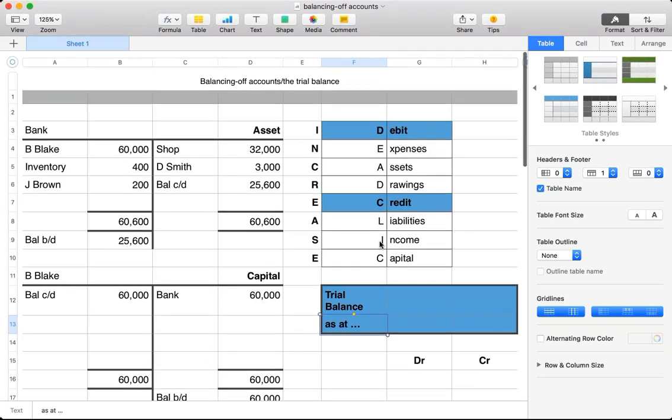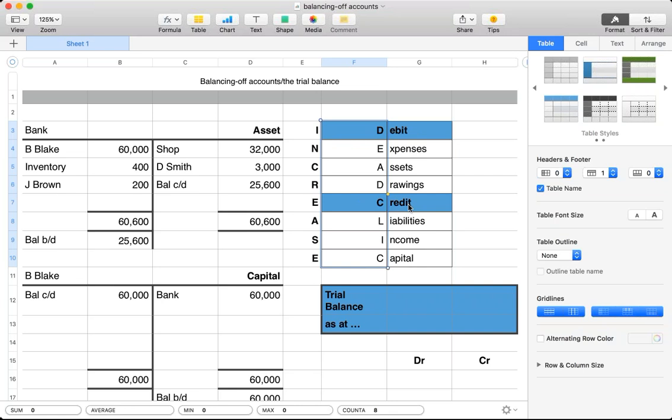Just to scroll back to the top of the screen and focus on DEAD CLIC for a second. DEAD CLIC means, just like it says here, the D of DEAD is for debit and the C of CLIC is for credit. So these accounts here, which are expenses, assets and drawings, come under the debit category, and liabilities, income and capital come under the credit category.